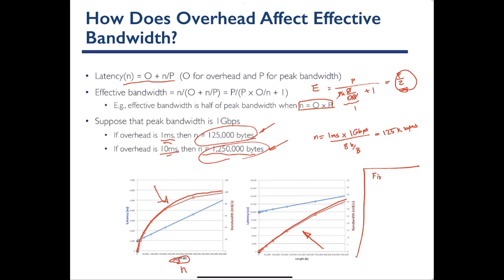So basically, if I were to say this, fix your data size, the higher your overhead, the lower your effective bandwidth. So higher overhead means lower effective bandwidth.